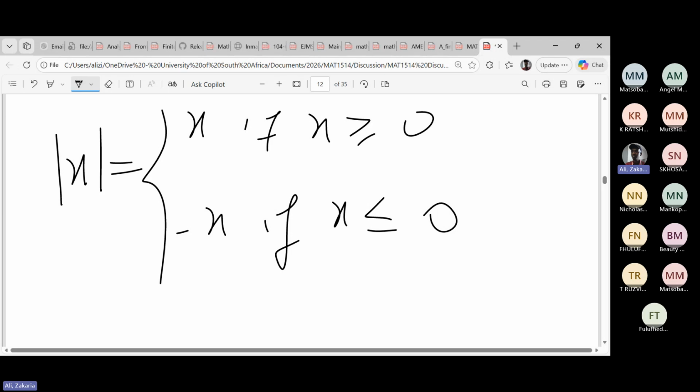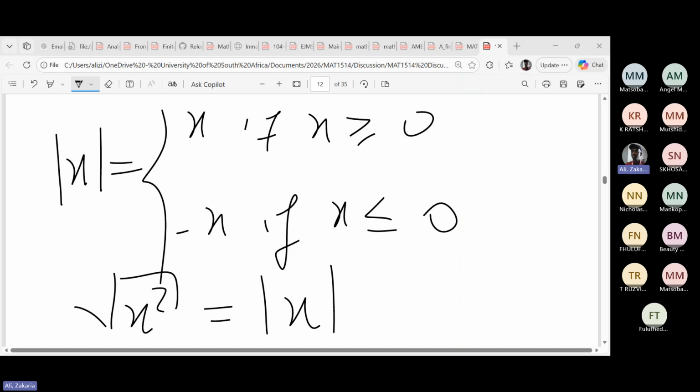Now look here: the square root of something squared is actually the absolute value of x in reality. I'm trying to shrink the first definition so that you can see it's actually the same thing. So the square root of x squared and the absolute value of x are just the same thing. Going forward, you should know there is not much of a difference between them.